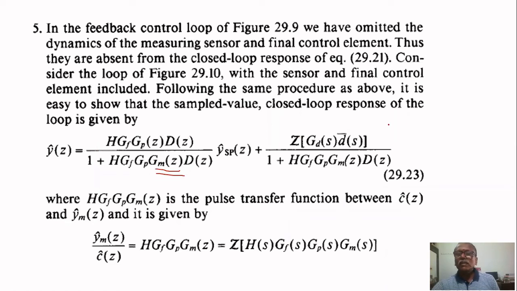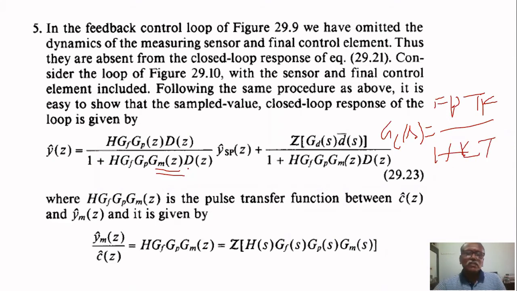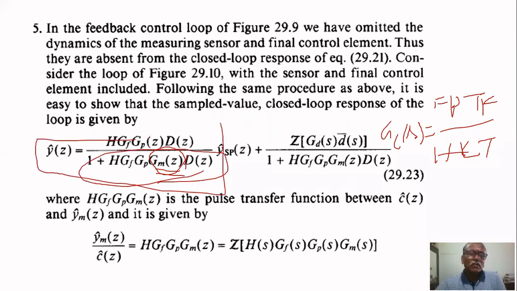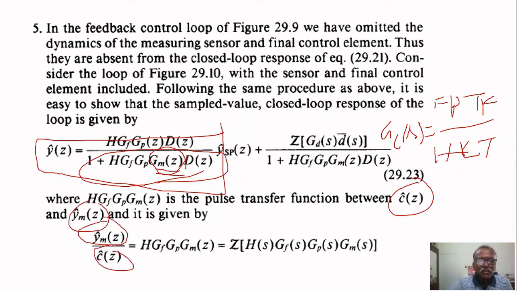How do you write the closed loop transfer function? GC of S equals the forward path transfer function upon 1 plus the loop transfer function. Here in the loop GM of Z is there. That's why H, G, F, G, P, G, M, D of Z will come into the picture. HF, GP, GM of Z is the pulse transfer function between C of Z and YM of Z. So for YM of Z by C of Z, there will be a small change in the feedback element. It has a sensor, that is GM of Z, that comes in the loop transfer function. That you should remember.